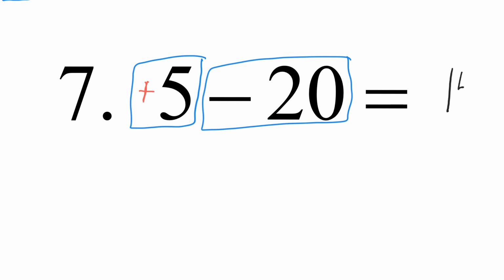And I'm looking at the biggest number. Between 5 and 20, the biggest number is 20. And since 20 is negative, my answer has to be negative. So we have a negative 15 for my answer.